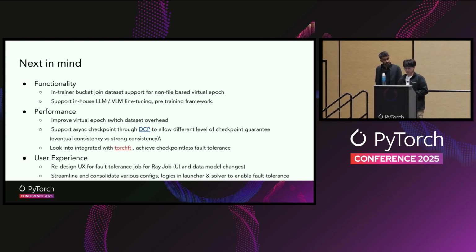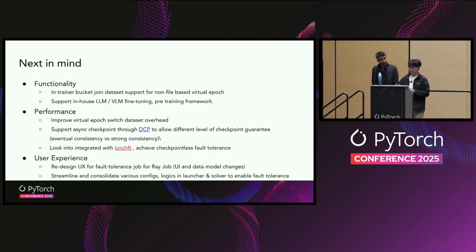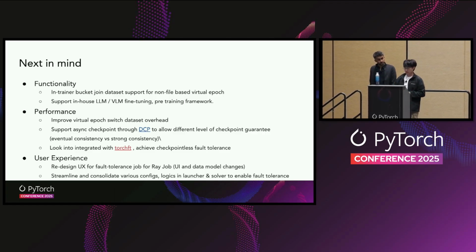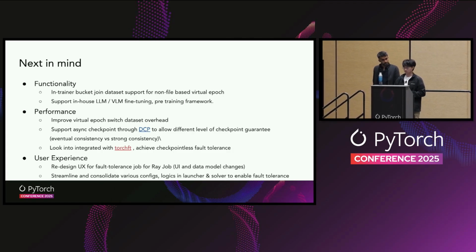And performance-wise, we want to improve the overhead of switching data sets between the virtual epochs, and also start to use the distributed checkpoint that Torch provides. Sometimes we can provide an async checkpoint, so people that don't really care about strong consistency can just use that as a flag. We also want to look into TorchFT, which is another project that was open sourced recently, and it sounds very interesting, and we would like to see how we can introduce that into our framework.